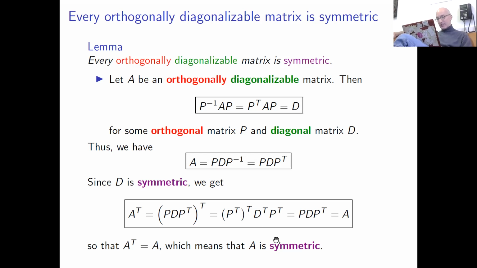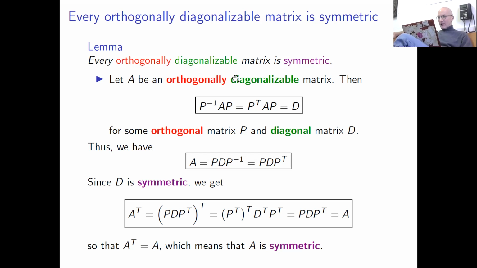D is a diagonal matrix. And transpose of P is just P. So here we get P, and here we get transpose of P. But this is exactly matrix A. So we proved that every orthogonally diagonalizable matrix is symmetric.